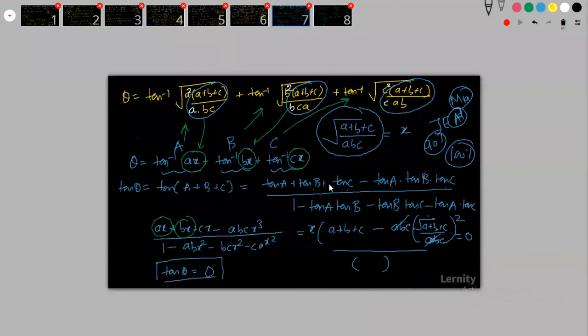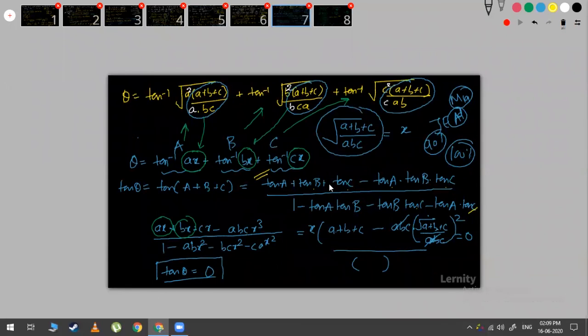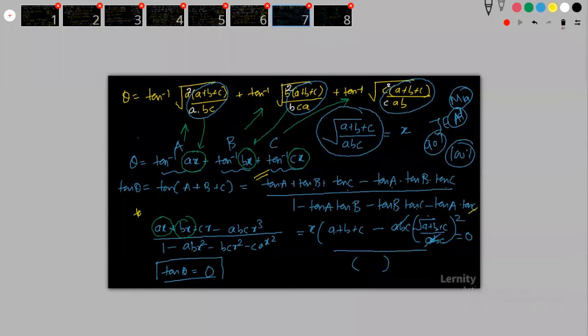This thing you have to remember. I told you that in trigonometry these formulas you have to remember always, because trigonometry will be combined with other topics also. So when we are substituting this, now I'm getting tan of tan inverse of AX, which is AX, tan of tan inverse of BX, which is BX, and tan of tan inverse of CX, which is CX.